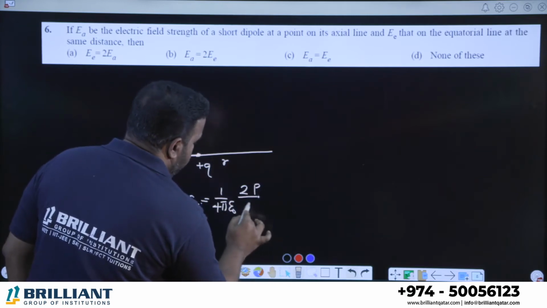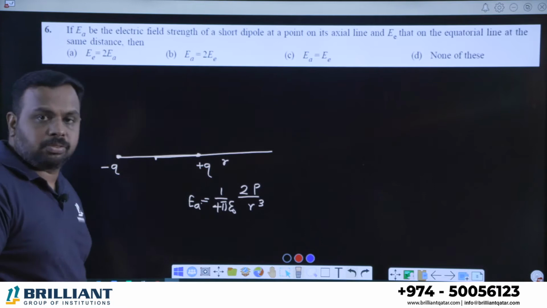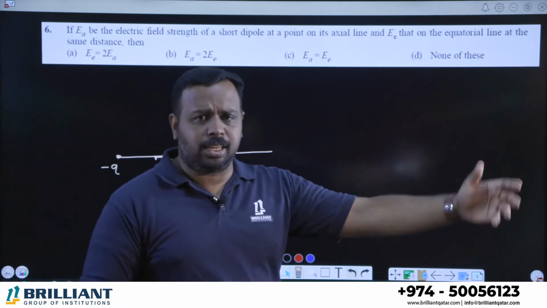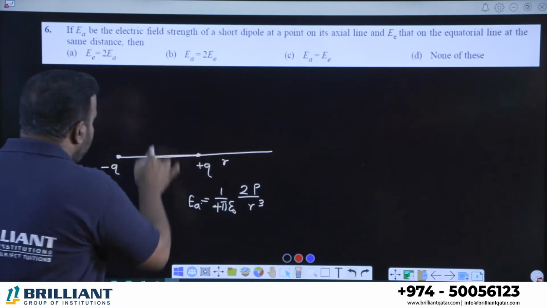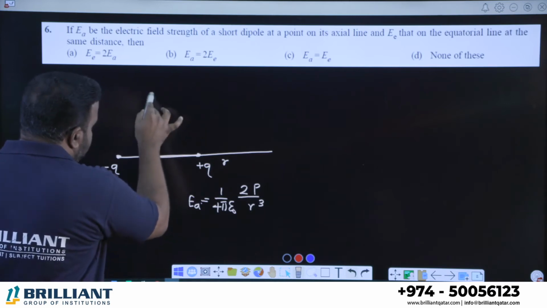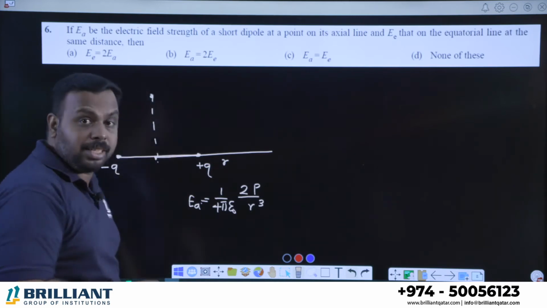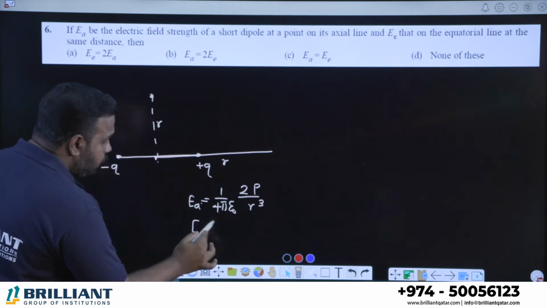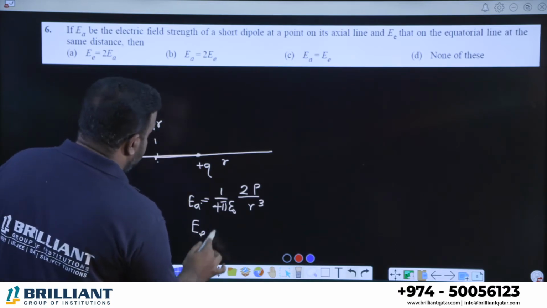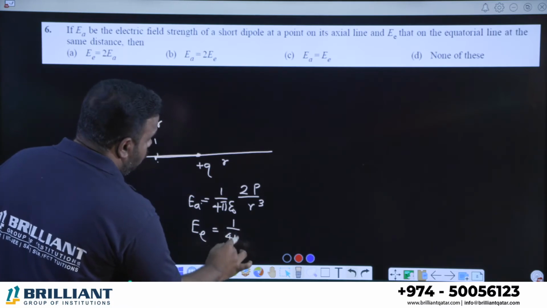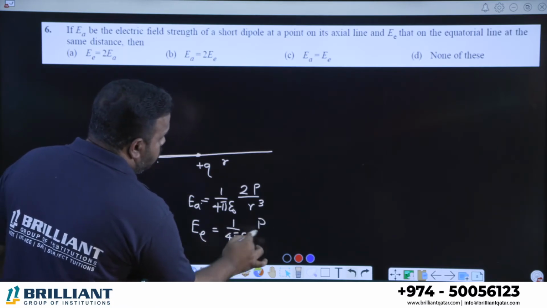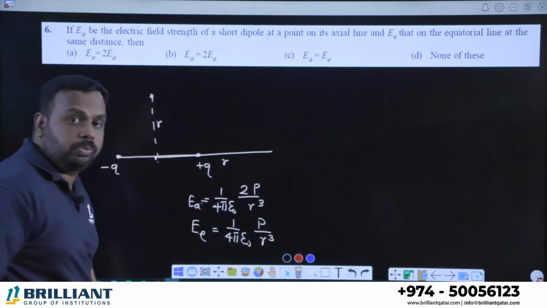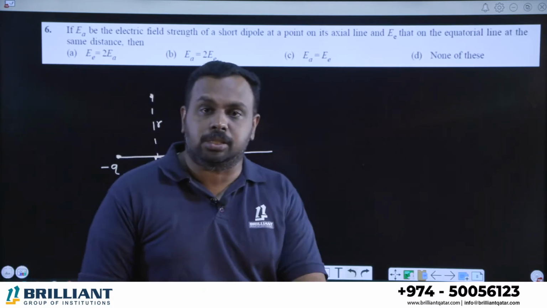2p by r cube. This is the expression for the electric field intensity at a point on the axial line. You know that. Now, at a point on the equatorial line at the same distance. So this is the equatorial point, on the perpendicular bisector. If the distance is also r, then what is E equatorial? It is equal to 1 by 4 pi epsilon naught into p by r cube. These are two very important and very familiar results for all of you.